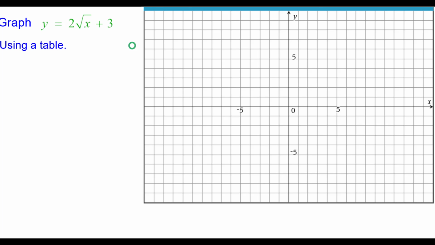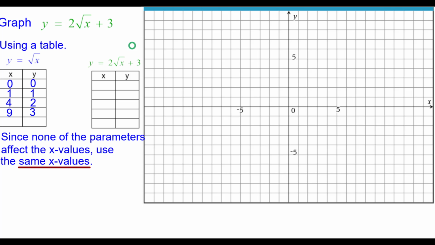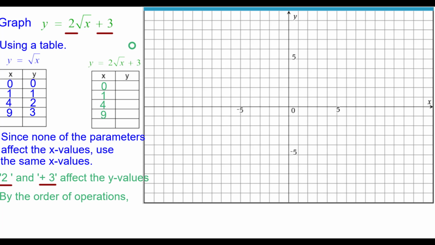Second way is using a table. These are our 4 points that we usually plot to do the square root of x parent function. None of the parameters affect the x values, so we'll use the same x values and we'll just put those in the table. However, the times 2 and plus 3 affect the y values, and according to the order of operations, we multiply by 2 first, then we add 3 second.